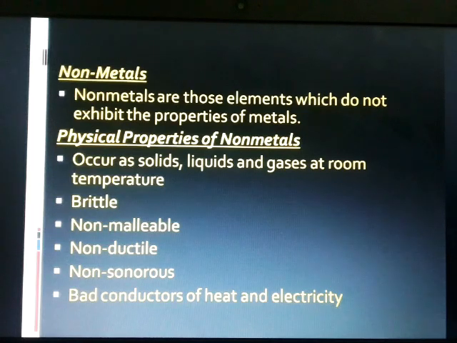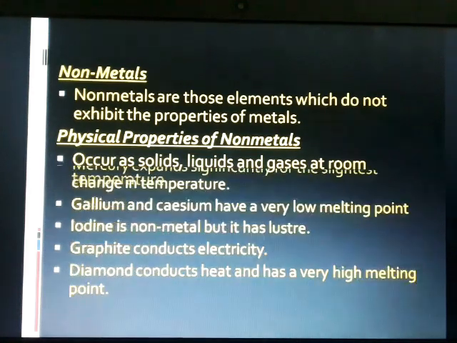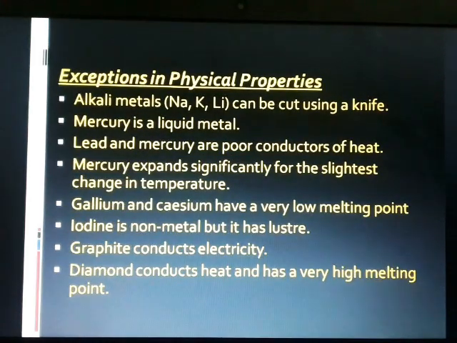So all the properties of metals will not be exhibited here in non-metals. Exceptions in physical properties. In chemistry itself, there will be a lot of exceptions compared to the theory which is explained. These exceptions, each and every point is very important. At least 1 or 2 questions will be asked in board exams. So please study this thoroughly.